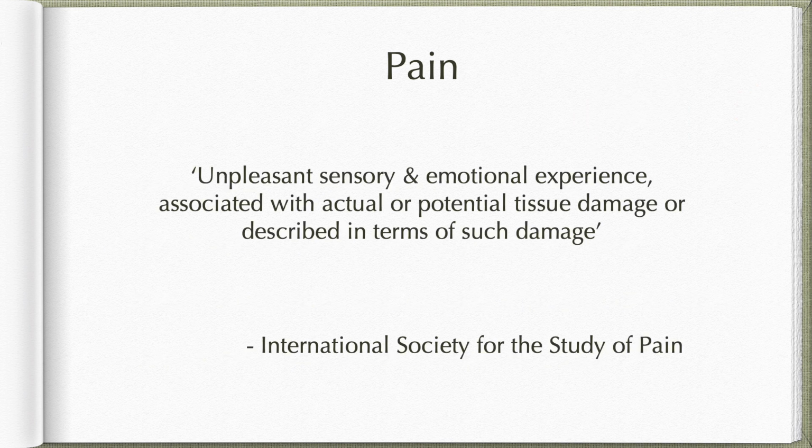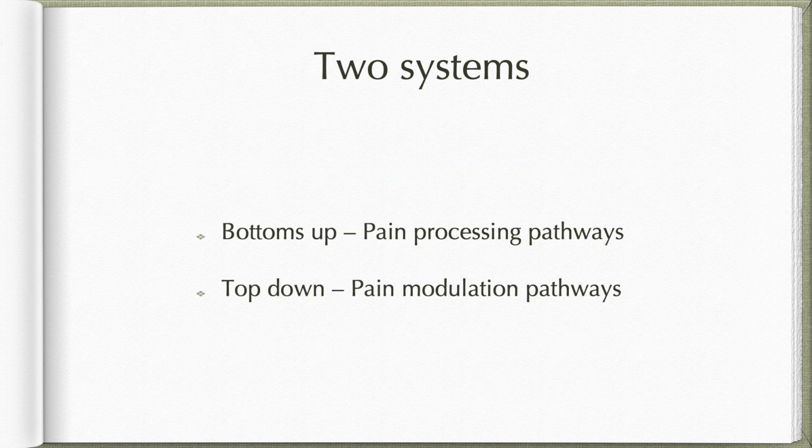Pain is defined as an unpleasant sensory and emotional experience associated with actual or potential tissue damage or described in terms of such damage. Two systems are involved: a bottoms-up system, which includes the pain processing pathways, and a top-down system, which includes the pain modulation pathways.